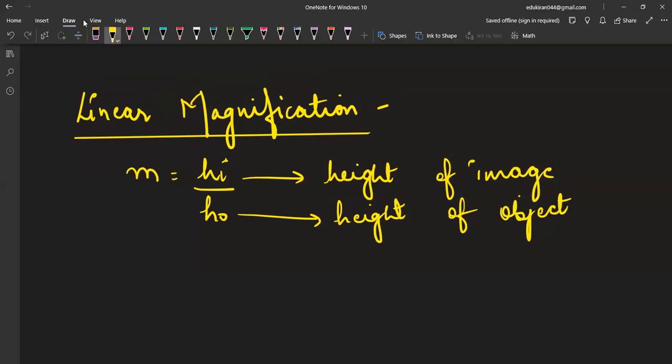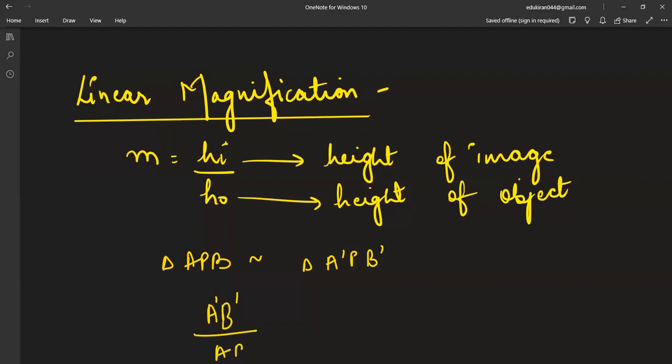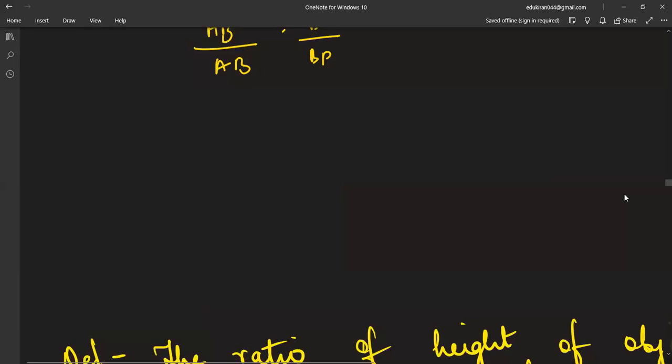See, for the derivation of linear magnification, this is in continuation with the same figure, so I'm not repeating the figure. You just have to start from this step. See, triangle APB, we equated it to A dash B dash, remember? So from this step we wrote A dash B dash by AB is equal to B dash P divided by BP. This step will be the same. From this step, you now just have to put in the values.